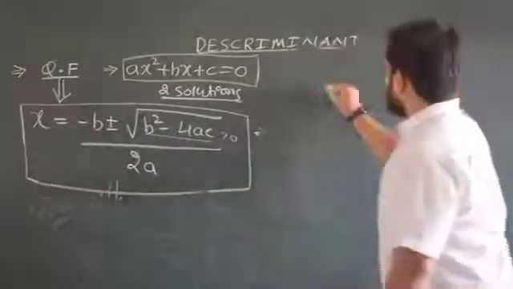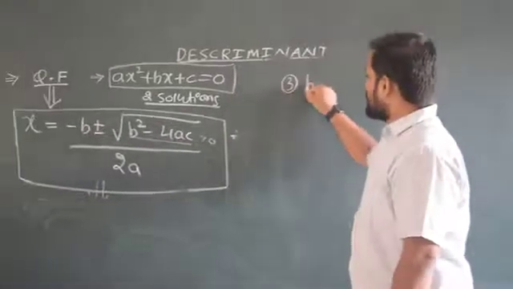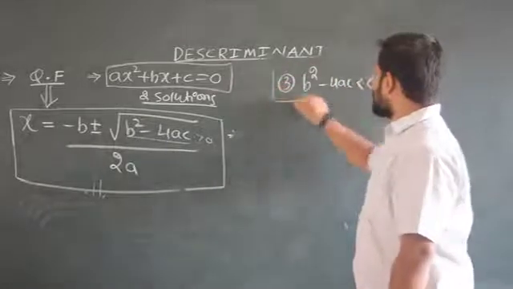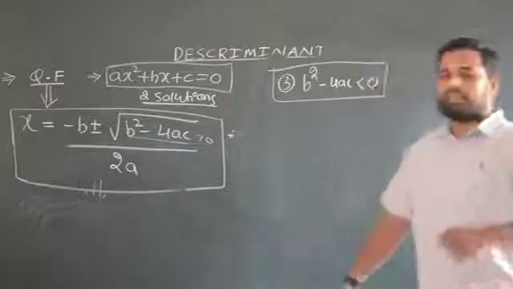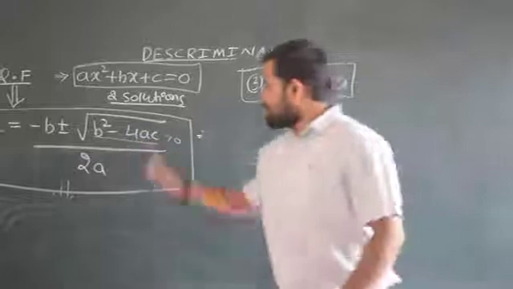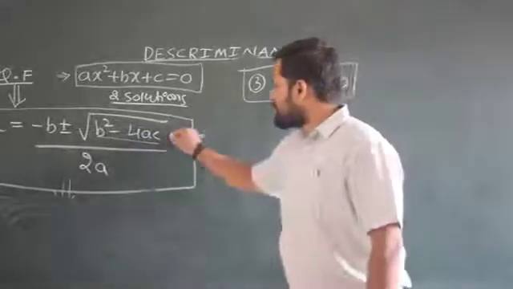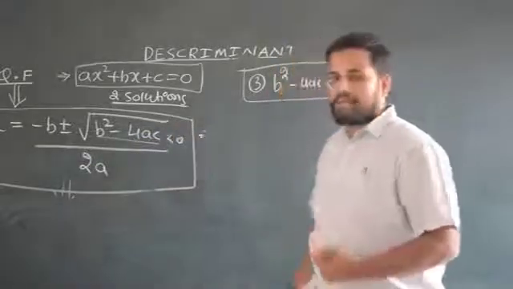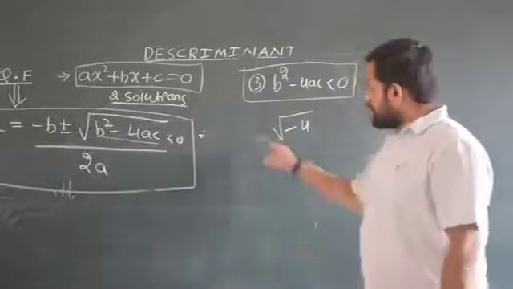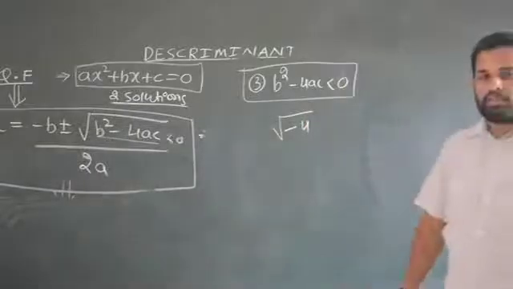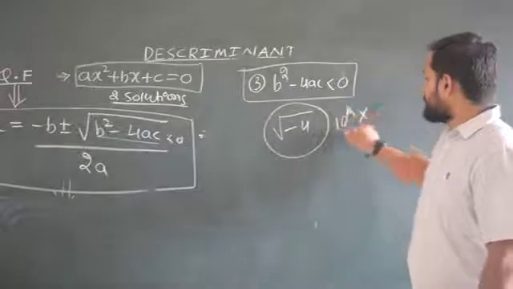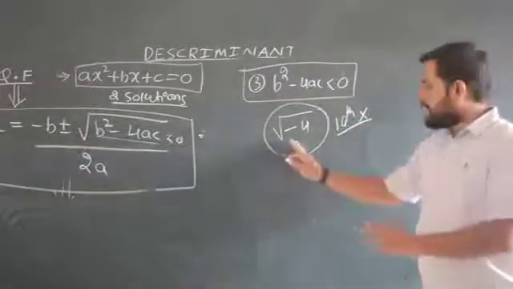Now the third situation is like I told you already: b square minus 4ac is less than 0. You understand the meaning of less than 0? Less than 0 means some negative number. Now under root b square minus 4ac, if it is less than 0, it is some negative number. Now my dear children, tell me, if I get minus 4, what is the value of under root minus 4? Tell me. For 10th standard you are going to say we don't know. For 10th standard you have to say you don't know.